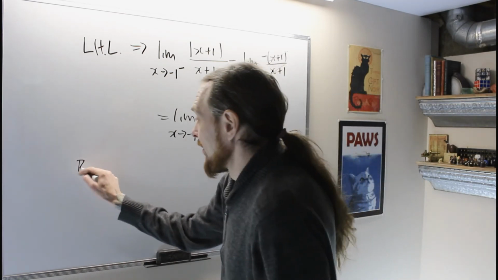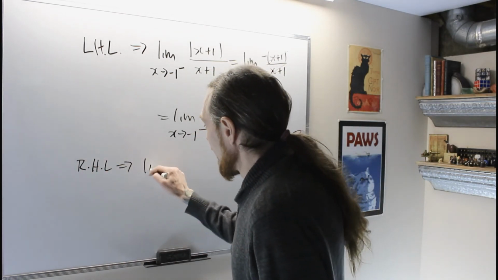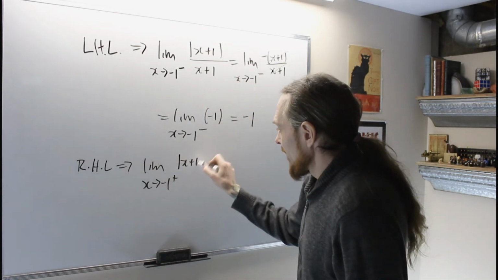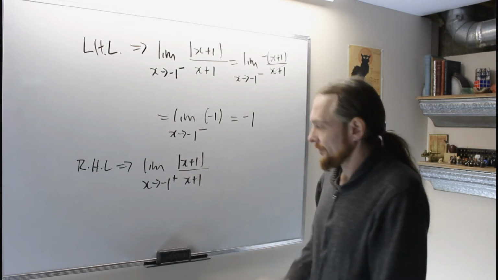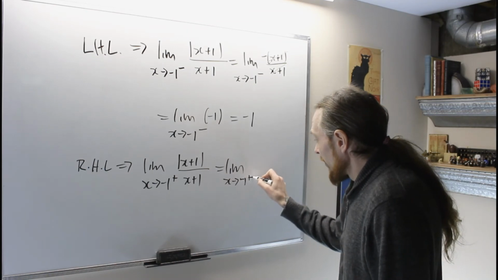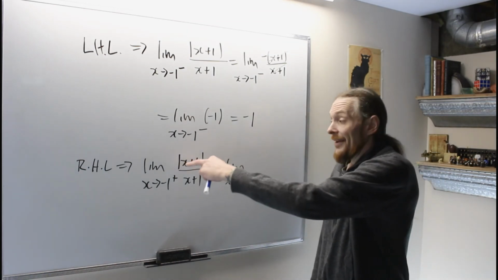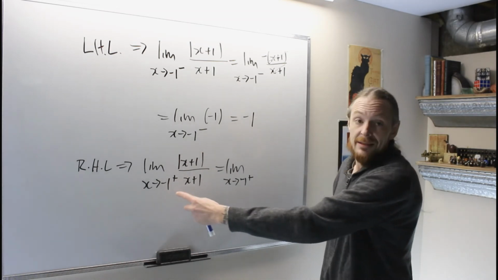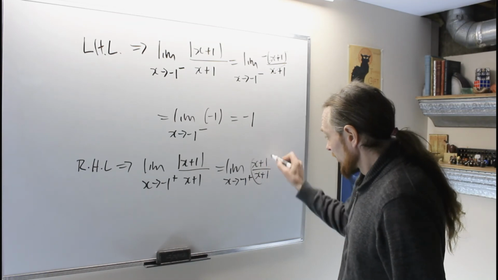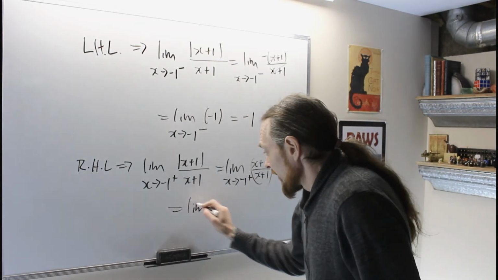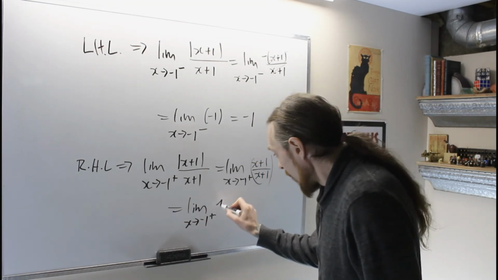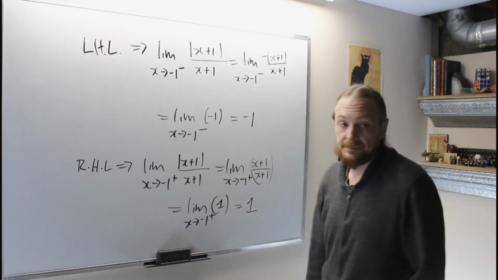The right-hand limit is the limit as x approaches -1 from above of the absolute value of x plus 1 over x plus 1. And now I want the absolute values to go away. If x plus 1 is larger than 0, which it is, approaching -1 from above, then I know that this will become x plus 1 over x plus 1, which is the limit. Yes, you have to write that every time. Stop skipping it. As x approaches -1 from above of 1, which is the number 1.